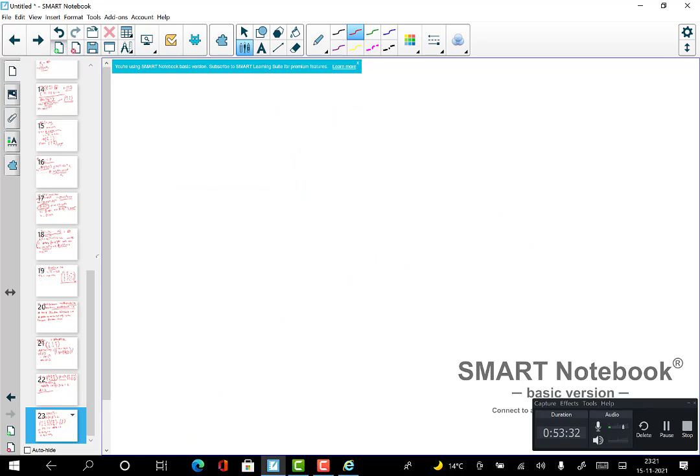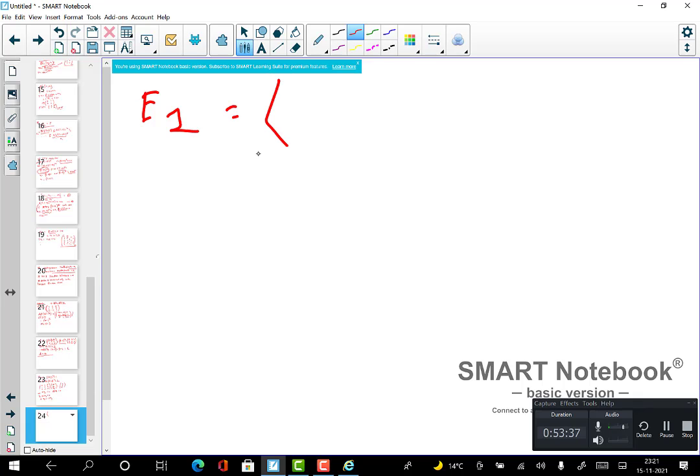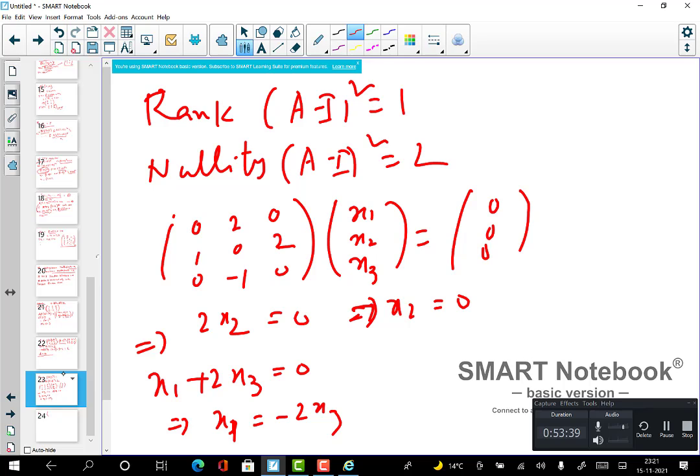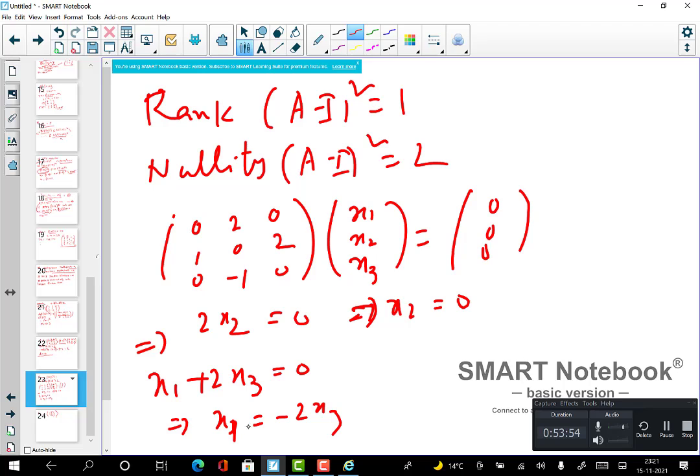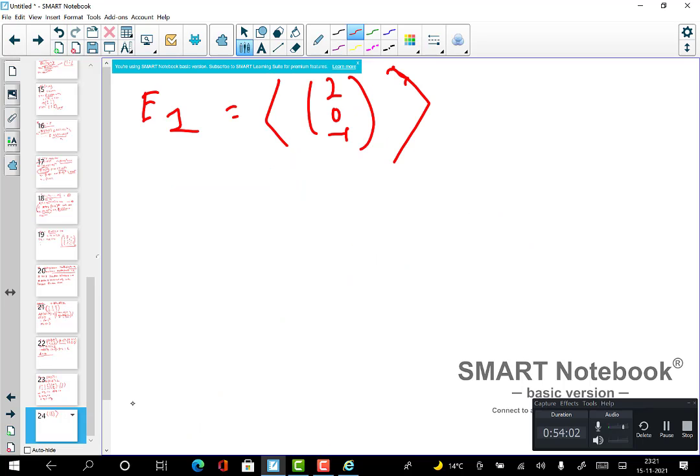So the eigenspace corresponding to eigenvalue 1 is generated by the vector 2 0 minus 1. Okay, so this is the eigenvector which actually generates the eigenspace, right? It's obvious from here, because x1 and x3 have this relation. So if you put x3 equal to minus 1, then x1 will be 2. So 2 0 minus 1, and x2 has to be 0, right? This is the eigenspace. Now you want to find the generalized eigenspace.